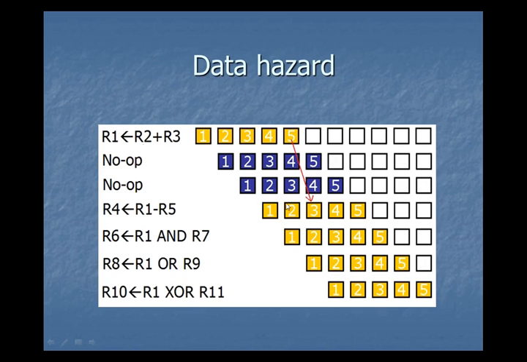This is the data conflict. There is a no operation. Directly 5 is going to the third instruction at the third level.